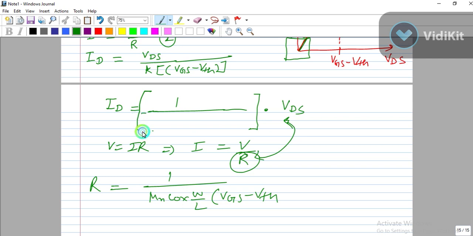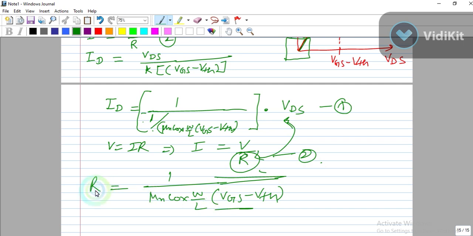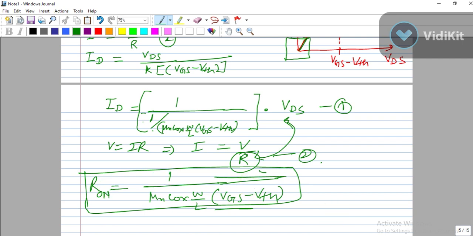So there it will be like this: mu n COX W by L times VGS minus VTH. Like that we can write ID, and then you can compare it with the second equation. This gives us that R equals this. So this R we can give the name R1.